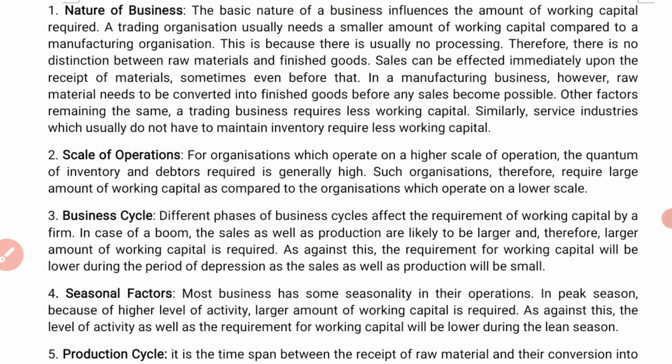A trading organization usually needs a smaller amount of working capital compared to a manufacturing organization. This is because there is usually no processing. Therefore, there is no distinction between raw materials and finished goods. Sales can be effected immediately upon the receipt of materials, sometimes even before that. In a manufacturing business, however, raw materials need to be converted into finished goods before any sales become possible.